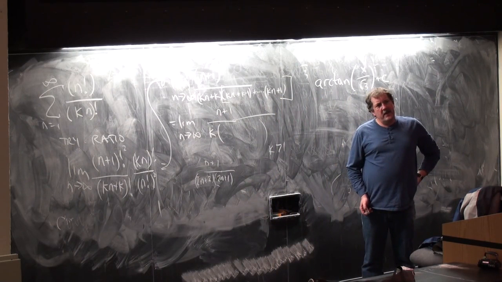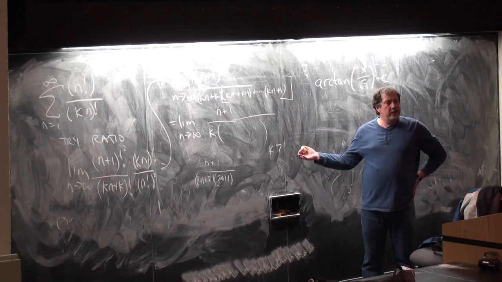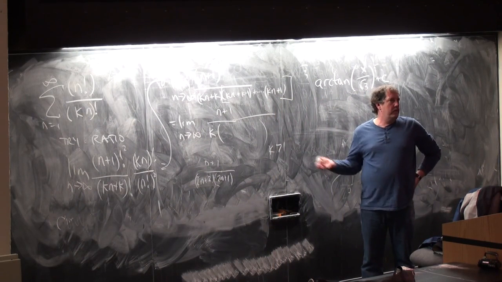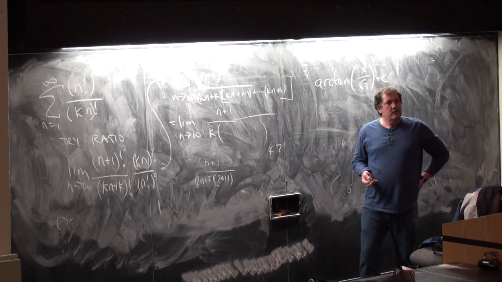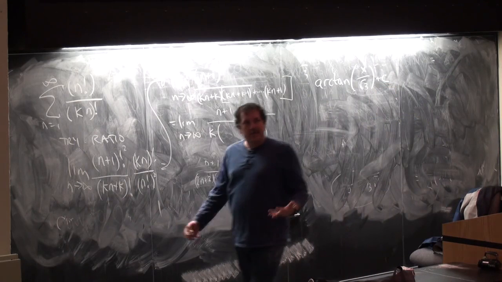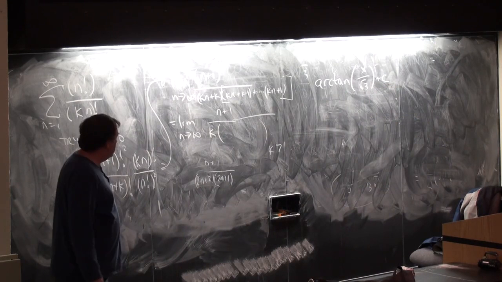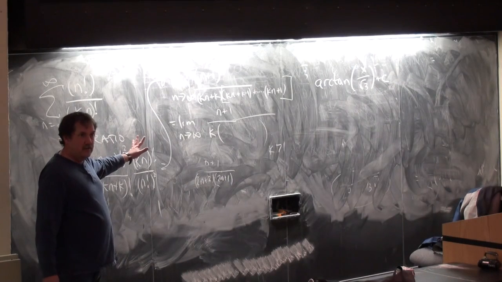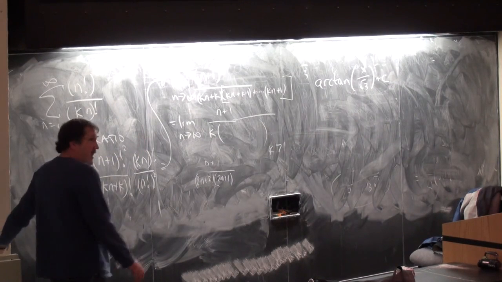Is there a specific k, or does it say for what k? It says 0. So it doesn't work when k is 1, but any k bigger than 1 converges. Okay, I thought there was a specific value of k you were looking for. So is this, did I lose you in this? Okay, so let me explain again what I did.